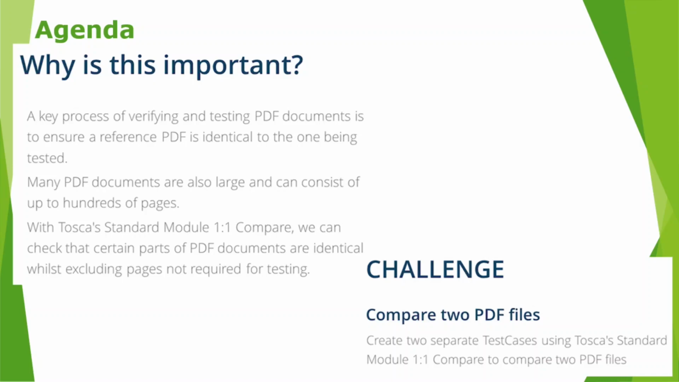With the Tosca standard module, an inbuilt module called one-to-one compare, we can check that the contained parts of the PDF documents are identical, and if you want to exclude parts while comparing, you can exclude some of the pages also. So what is the challenge? Comparing two PDF files. Create two separate test cases using the Tosca standard module one-to-one compare to compare two PDF files. That's what we are going to do, and I'm going to tell you how we can automate.